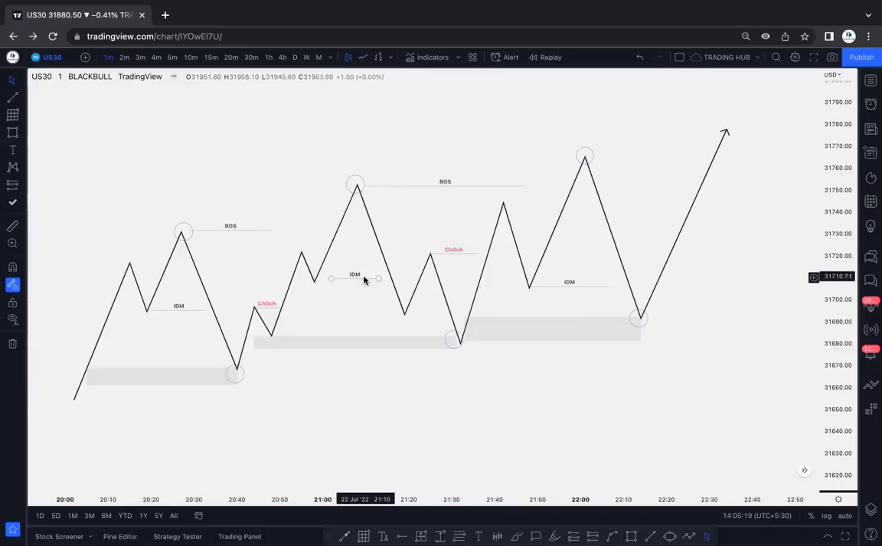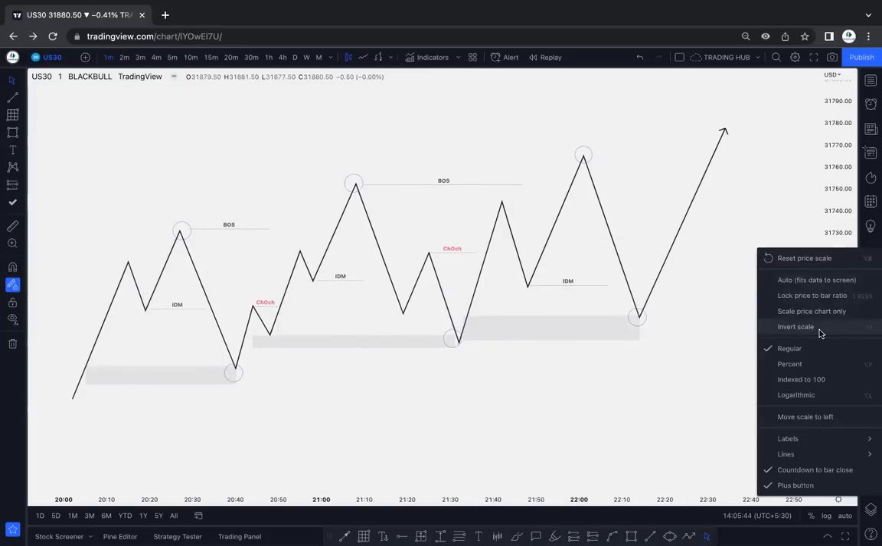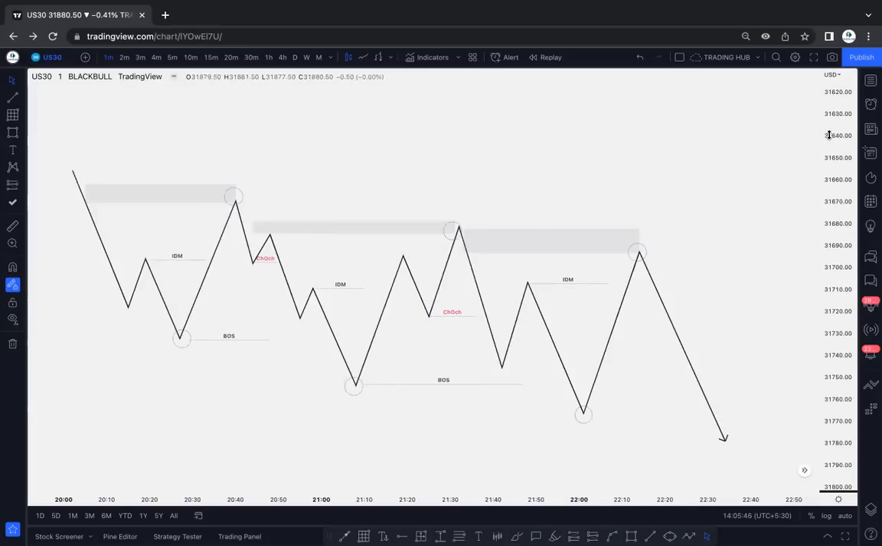So this is a difference between inducement and change of character. Change of character only happen when market tap on the demand and supply or sweep major high. Correct. And inducement generally happen when market is bullish, then market taken out the recent high or low. That's called inducement. In this bullish market, you can see this is an inducement and this one is a choch. And same thing apply in a bearish market. If I invert this chart, you can see here.